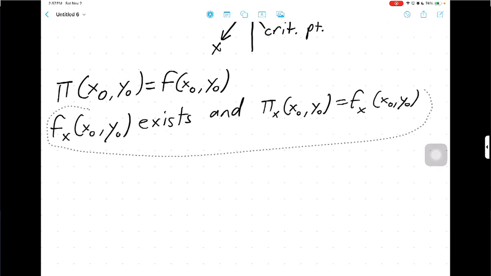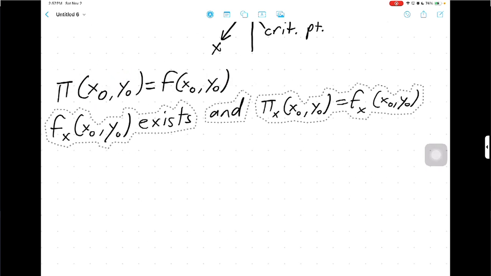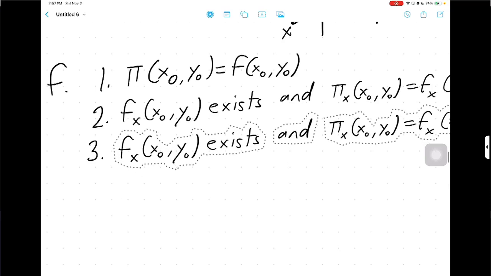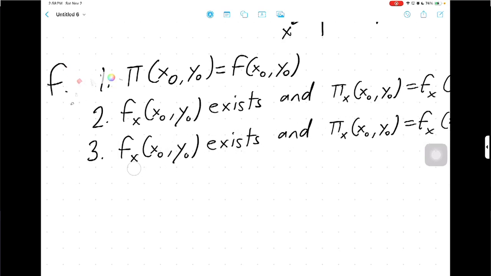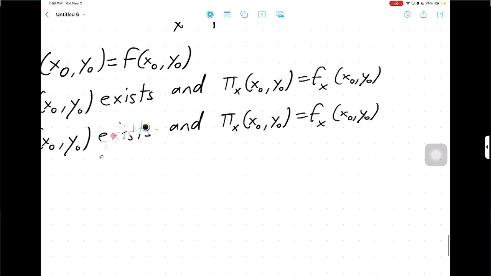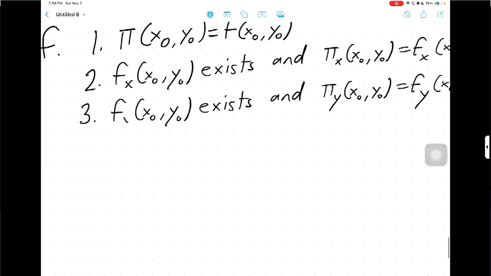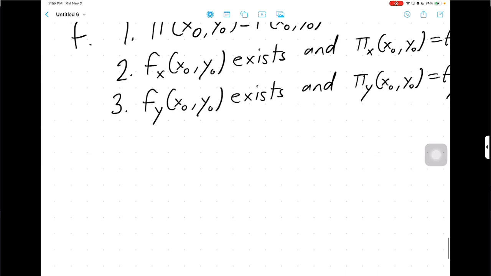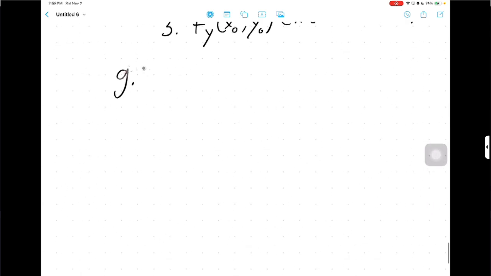I'm going to just do that, and we are good. Like so. These are your 3 conditions.